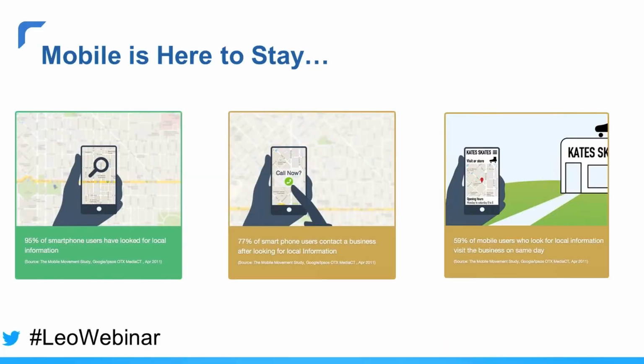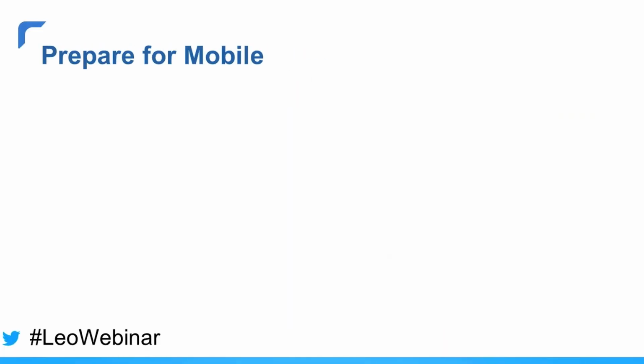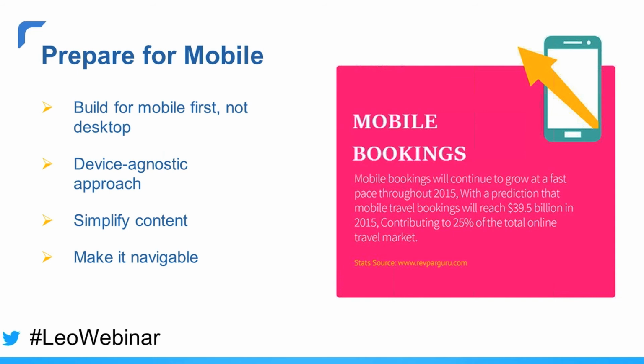Mobile is big. It's growing exponentially, and with over 45% of organic traffic now mobile, it's time to rethink our priorities. It's easier to build for mobile than to scale for desktop.